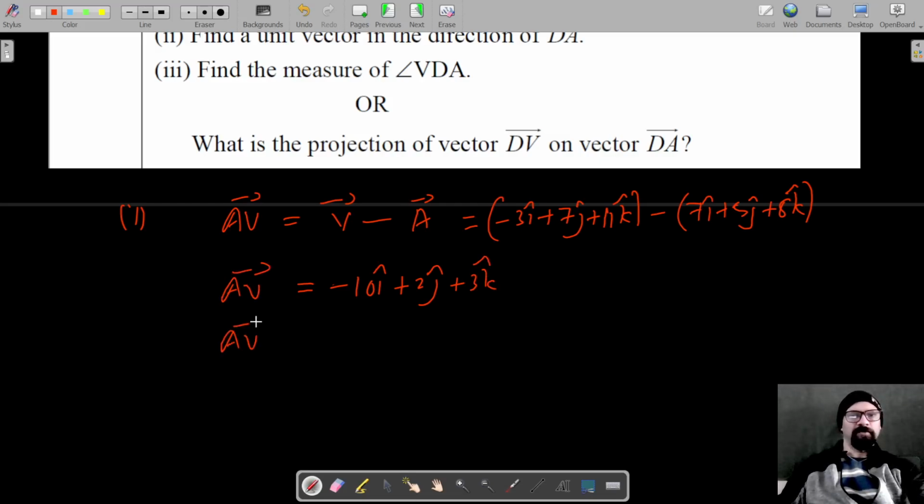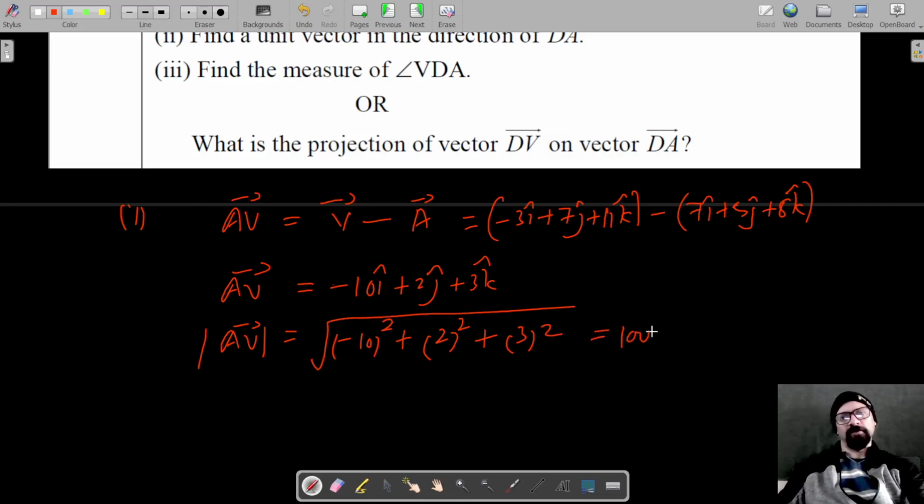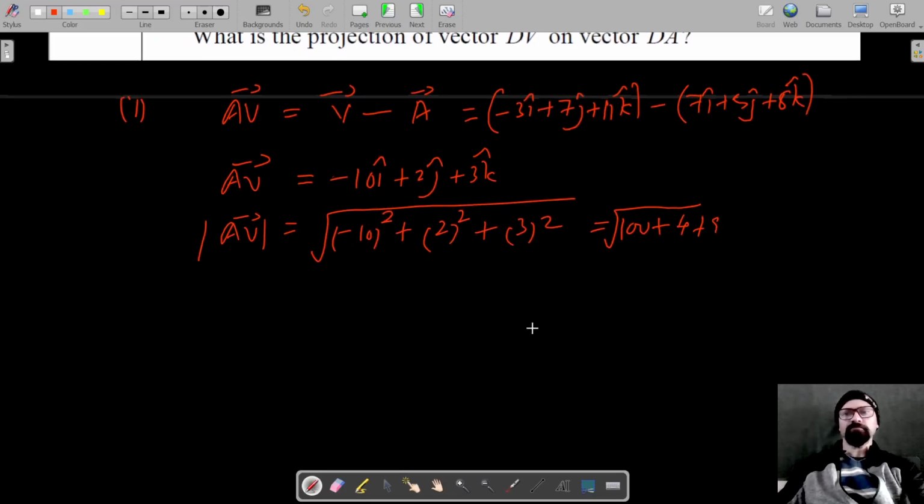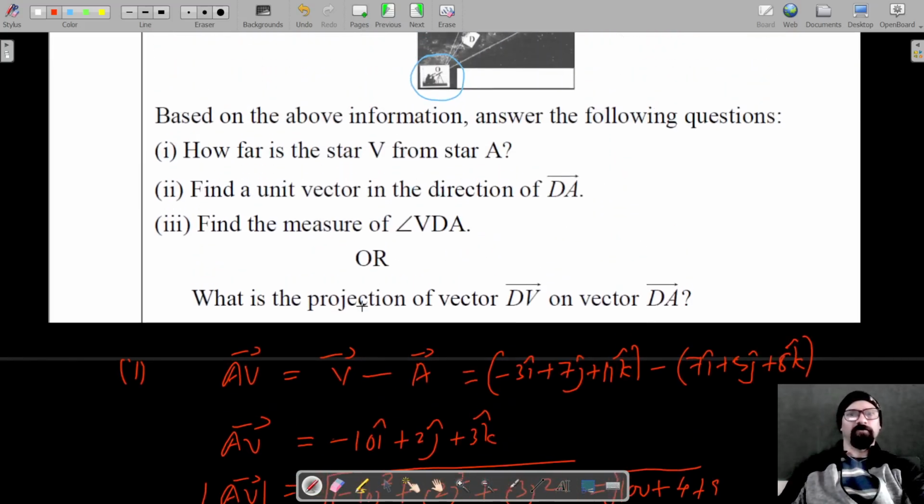Now we have to find the distance, that is, we have to find the magnitude. So that is the square root of the sum of the squares of the scalar components: minus 10 square plus 2 square plus 3 square under root, which gives me 100 plus 4 plus 9, that is equal to under root 113. So root 113 units is the distance of A from V.